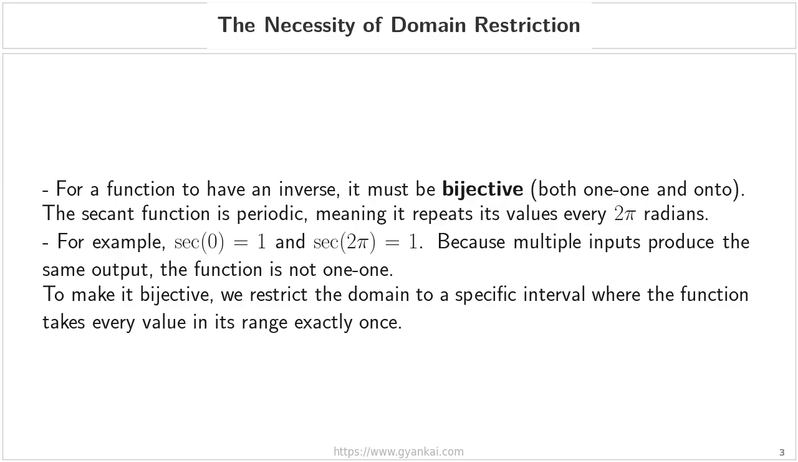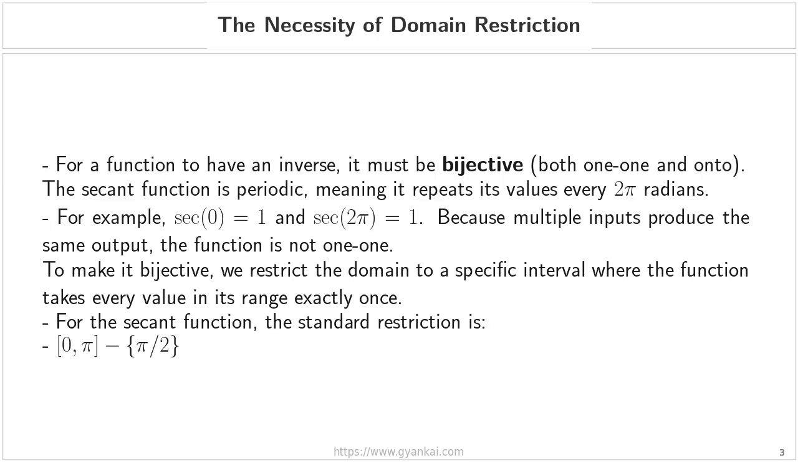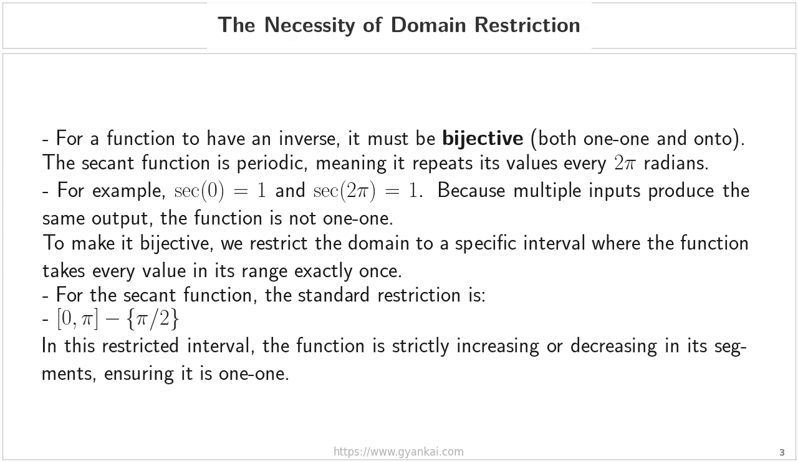By limiting the function to a specific interval, we ensure that the function takes every value in its range exactly once. For the secant function, the standard restriction used globally is the interval from 0 to pi, excluding pi over 2. Within this restricted interval, the function is strictly increasing or decreasing in its segments. This ensures that the function is one-to-one, providing us with the necessary foundation to formally define the inverse secant function, which we will do in the next slide.